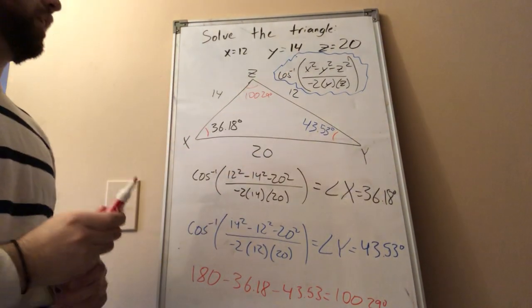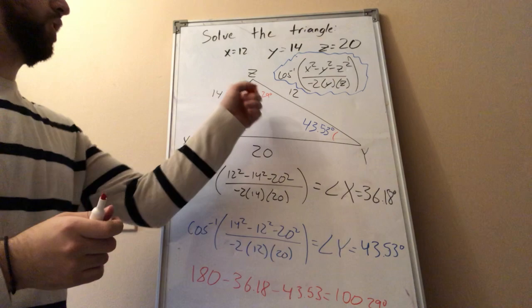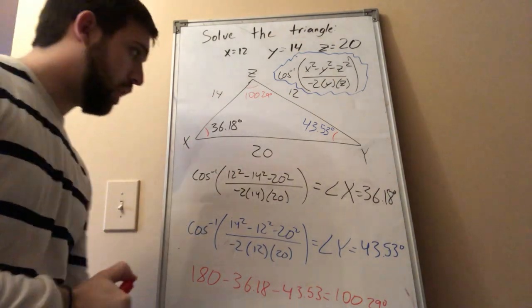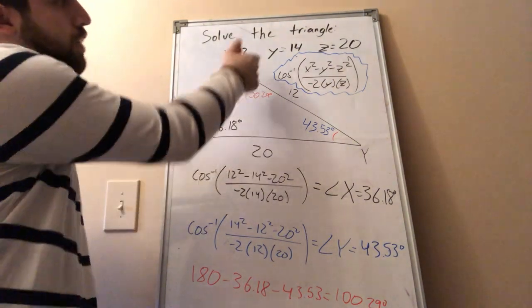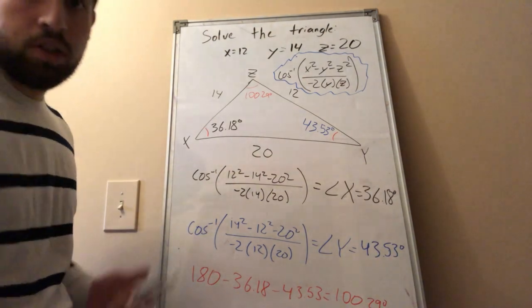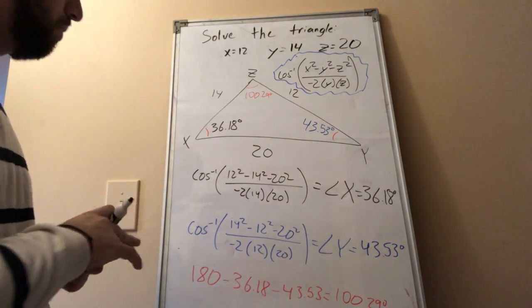And I can ask myself one last time, does it make sense that my angle z is the largest angle? And it does, because my given side length z was the longest one, so my angle should also be the largest one.